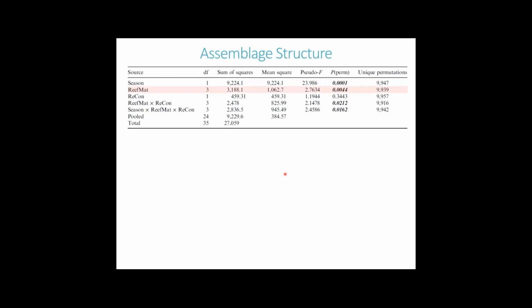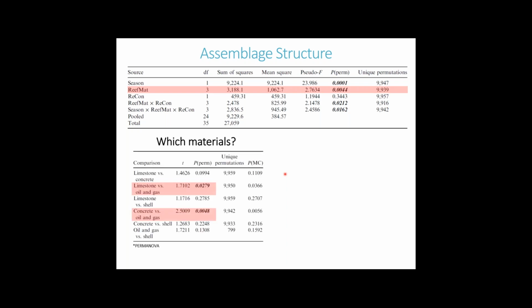What about material? So again, that was also significant. In this case, we looked at paired comparison, which reef materials were different from one another. And really the only significant differences we got were when we compared the oil and gas reef to the concrete reef, or oil and gas reef to the limestone reef habitats. All the other reef materials were not different from one another statistically.